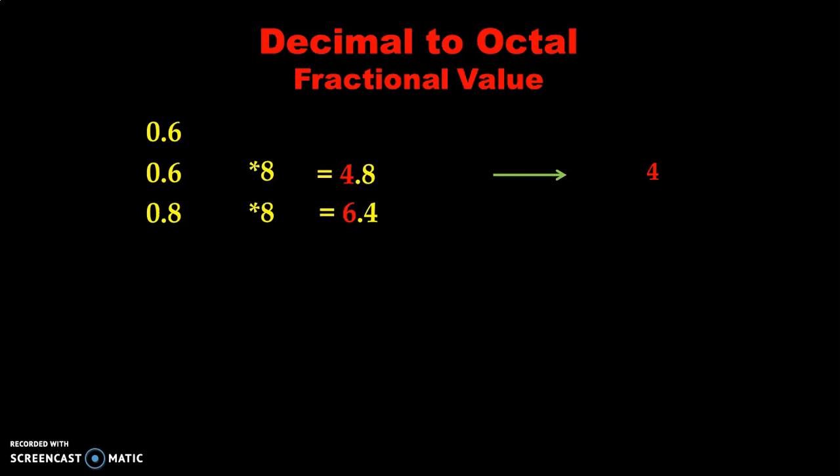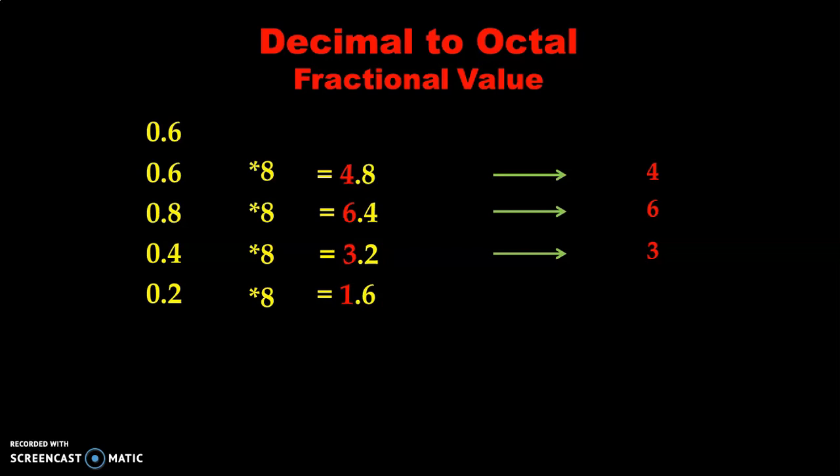In the product, 6 is an integer value. We have to take the integer value apart. So 6 we have taken aside, and 0.4, the fractional value, we have taken back for multiplication. Again, the answer is 3.2. 3 is an integer number, we are taking it outside. 0.2 we are taking back for multiplication with 8. The answer is 1.6. 1 we are taking apart. 0.6, the fractional value, we are taking for repeated multiplication. The answer is 4.8. 4, the integer value, we are taking.